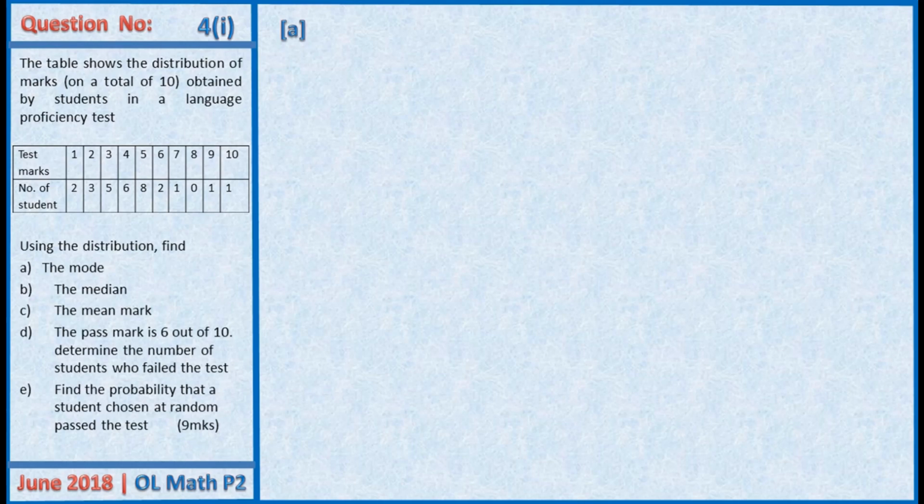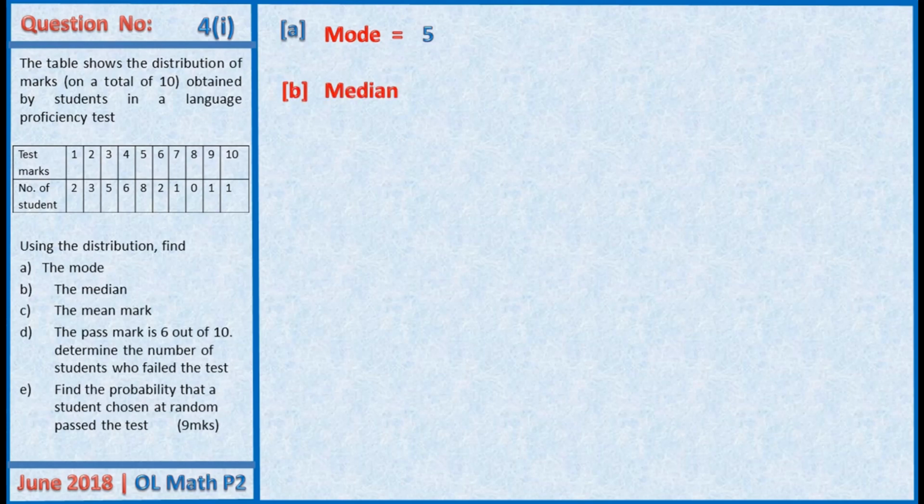The mode is that statistic that has the highest frequency. Which of them has the highest number of students? 8 has the highest number of students, so the mode is 5. The mode is not 8. 8 is telling us that 5 has the highest number of students. The mode is the statistic and not the frequency. 8 is the frequency, the statistic is 5. So the answer must come from the statistic and not from the frequency.